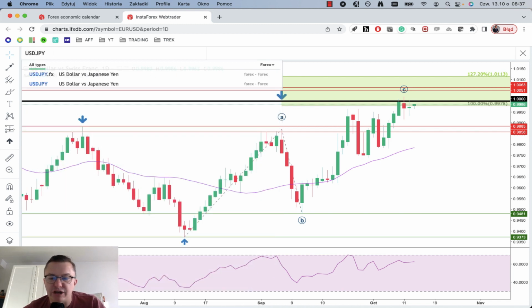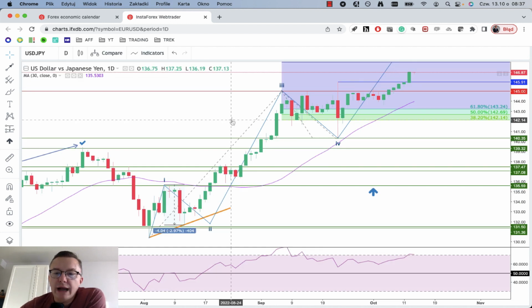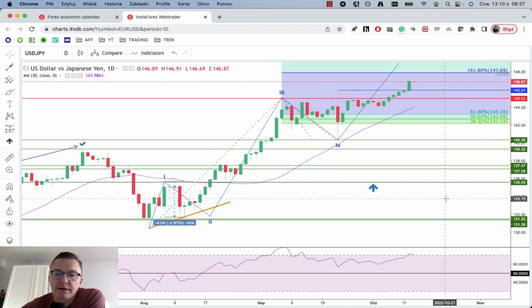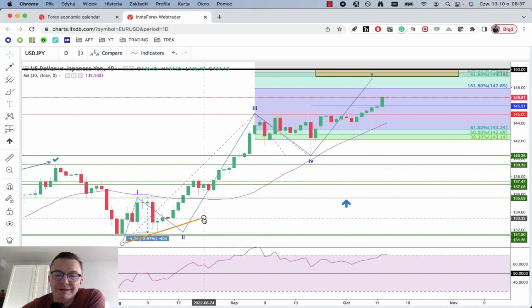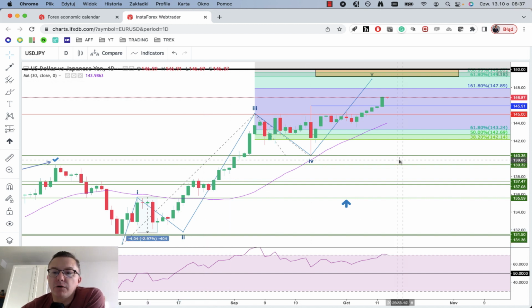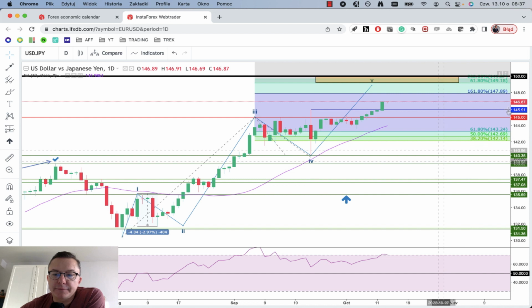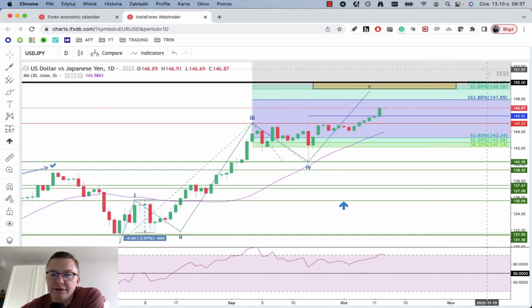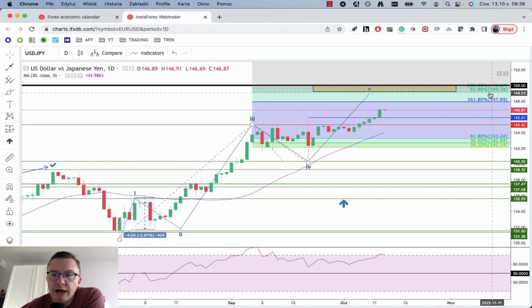So a very interesting situation on the US dollar to the Swiss franc. What is US dollar to the Japanese yen doing? We have a new high just as expected. Our scenario is working perfectly, no problems here whatsoever. So we are approaching the target for the wave 5. The target is 147.89. This is the first target, and the second target is the zone between 149.18 and 150. As you can see, this is the orange zone here. So this is the rectangle.